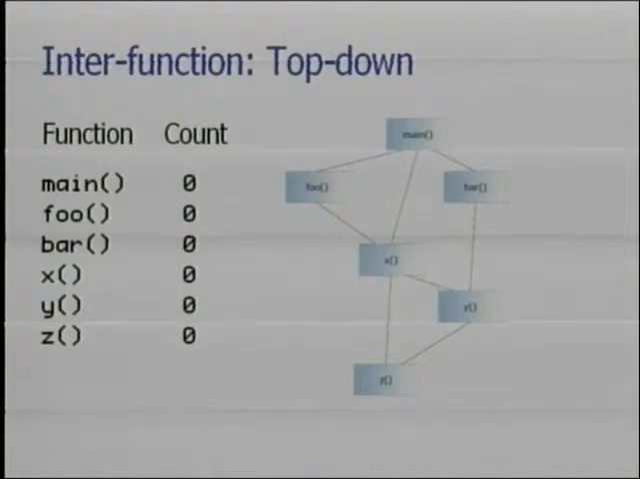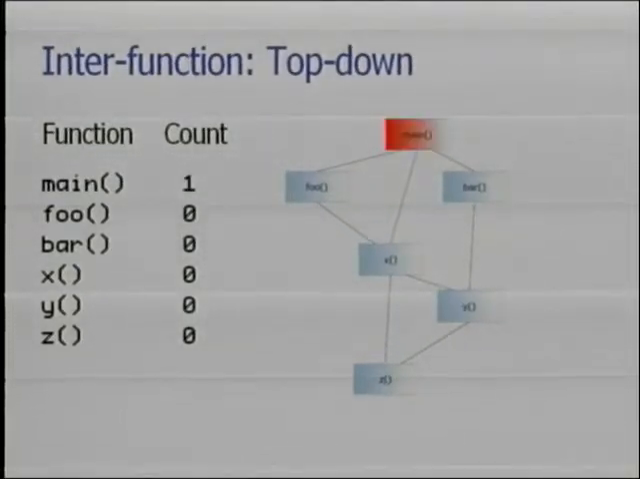So here's a little graph. This is going to be like the function call graph. On the left-hand side, you have the name of every function, how many times it goes through, and we're going to step through top-down analysis. So first, we're going to start off in main. And in main, we're going to see we have these 3 different calls.